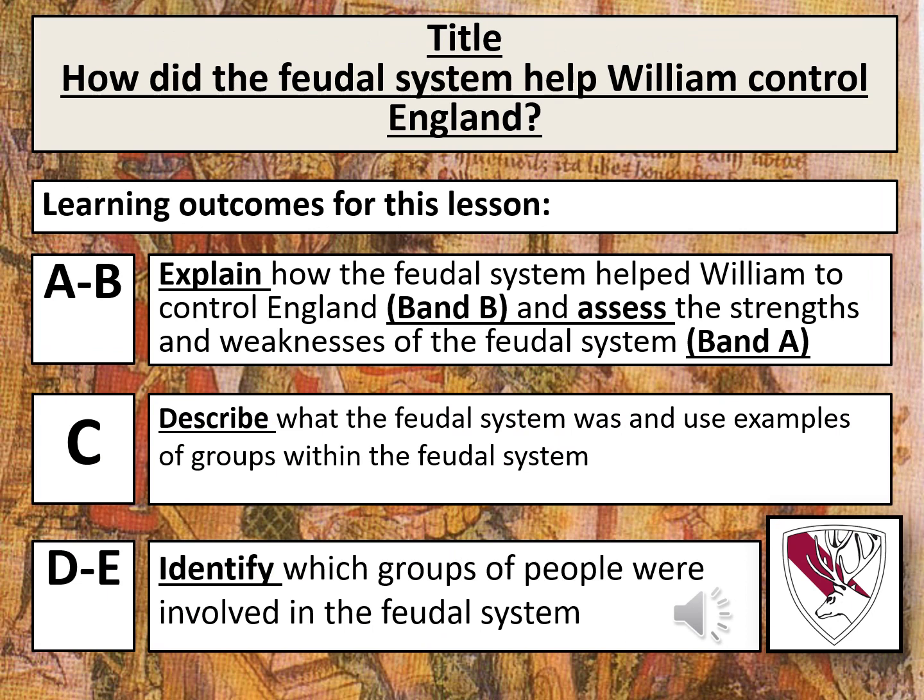Today's title is: How did the feudal system help William control England? We are going to be identifying which groups of people were involved in the feudal system, describing what the feudal system was, and using examples of how groups operated within this system. Finally, we will also be looking at the Domesday Book, which is another solution that William used to help control England.